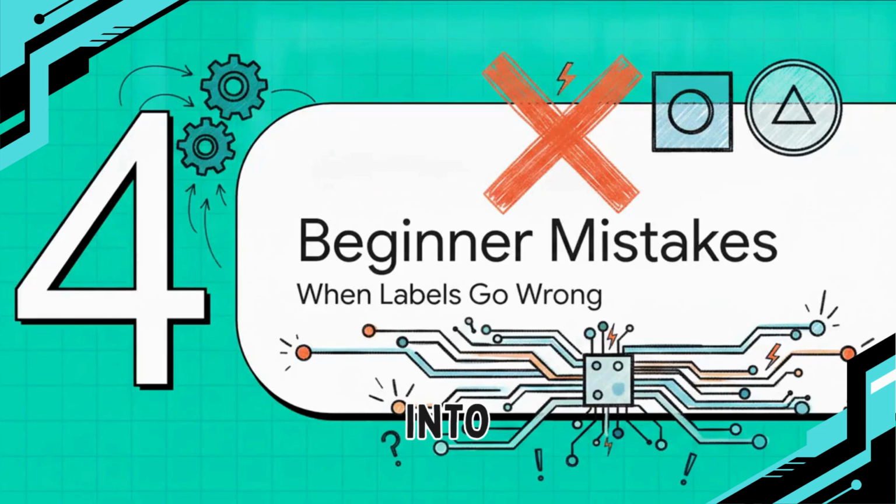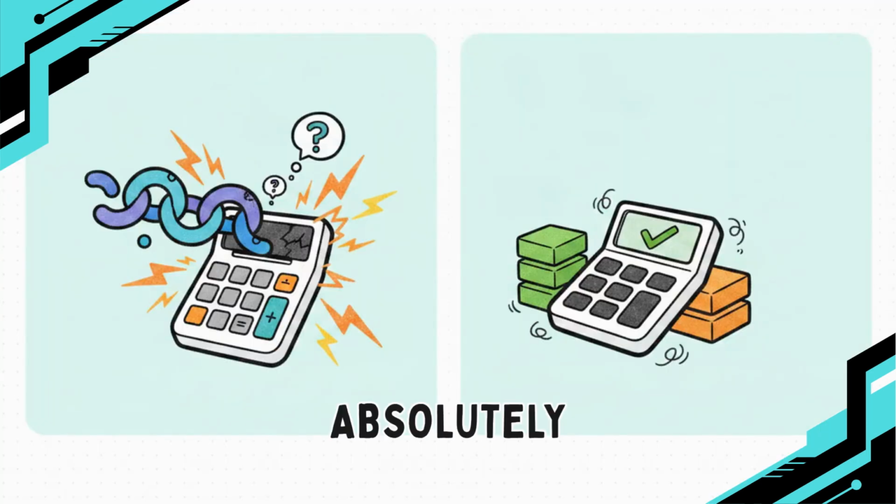Which leads us perfectly into part 4, common beginner mistakes. What happens when labels go completely wrong? So choosing the correct data type is absolutely vital for software reliability and performance. Let's explore exactly what happens to a computer's logic when we make a mistake and apply the wrong label. Check out this hidden logic difference here.